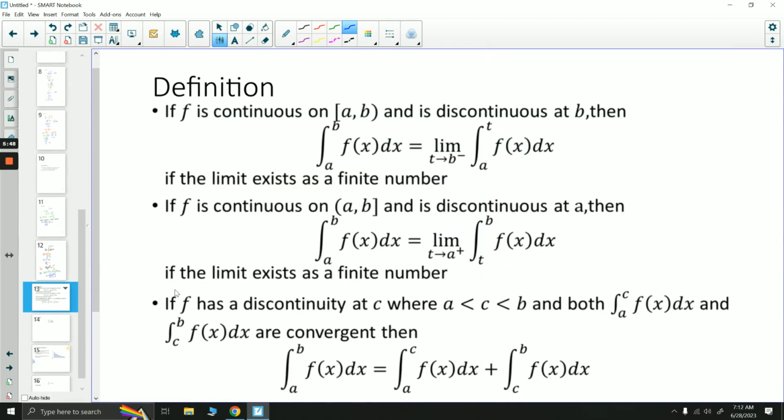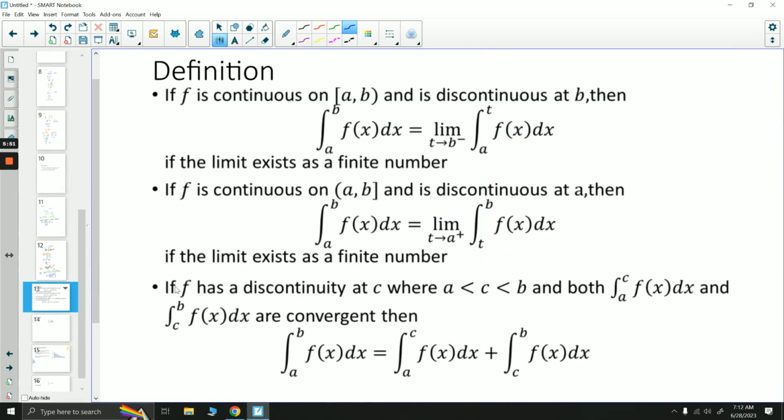Let's now talk about this in a more definitive definition. If f is continuous on some interval from a to b, but notice not including b, and is discontinuous at b, something that happened in our previous problem, then the integral from a to b of f of x dx is equal to the limit as t approaches b from the left-hand side of the integral from a to t of f of x dx, if the limit exists as a finite number. That's something we just got done doing. In reverse, if we have something that starts at a discontinuity at a, then we just do the opposite. We approach it from the right-hand side, from t to b.